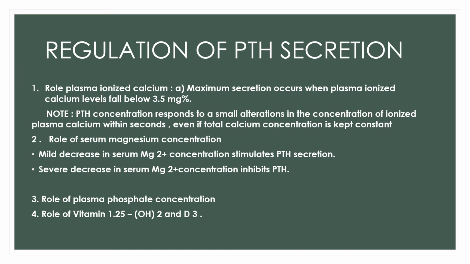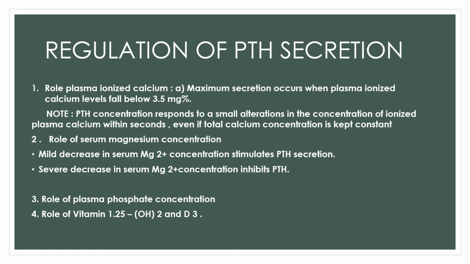The regulation of PTH secretion. The first one, which plays a very major role, is the role of ionized calcium. The second is the role of serum magnesium concentration. Third is the role of plasma phosphate concentration. And the fourth one is the role of 1,25-dihydroxycholecalciferol. Maximum secretion occurs when the plasma ionized calcium level falls below 3.5 milligram percentage. So it does not depend on the total calcium concentration, but on the ionized calcium level, which is mainly responsible for the regulation of parathormone secretion.